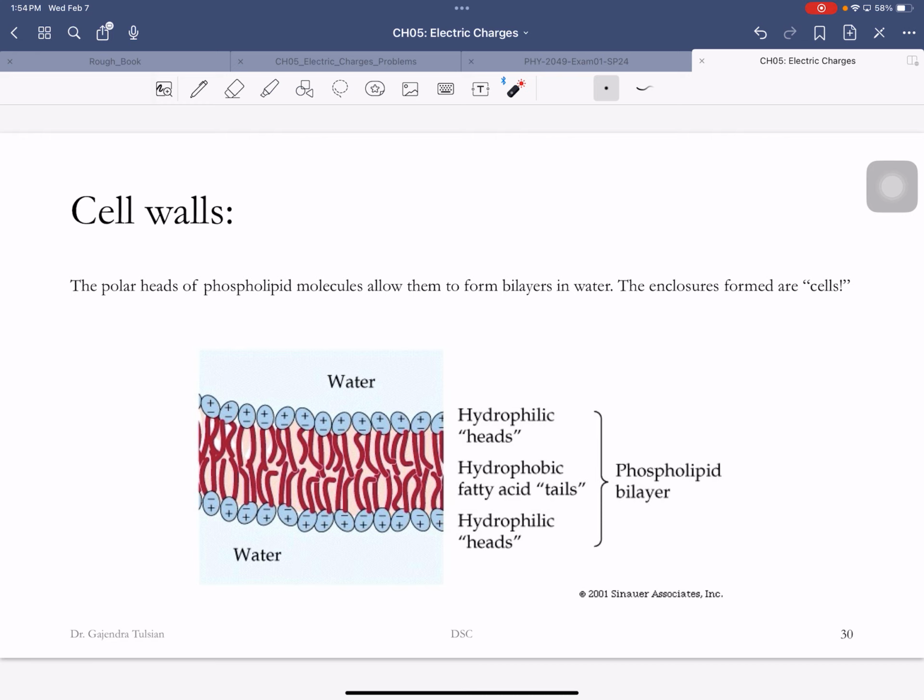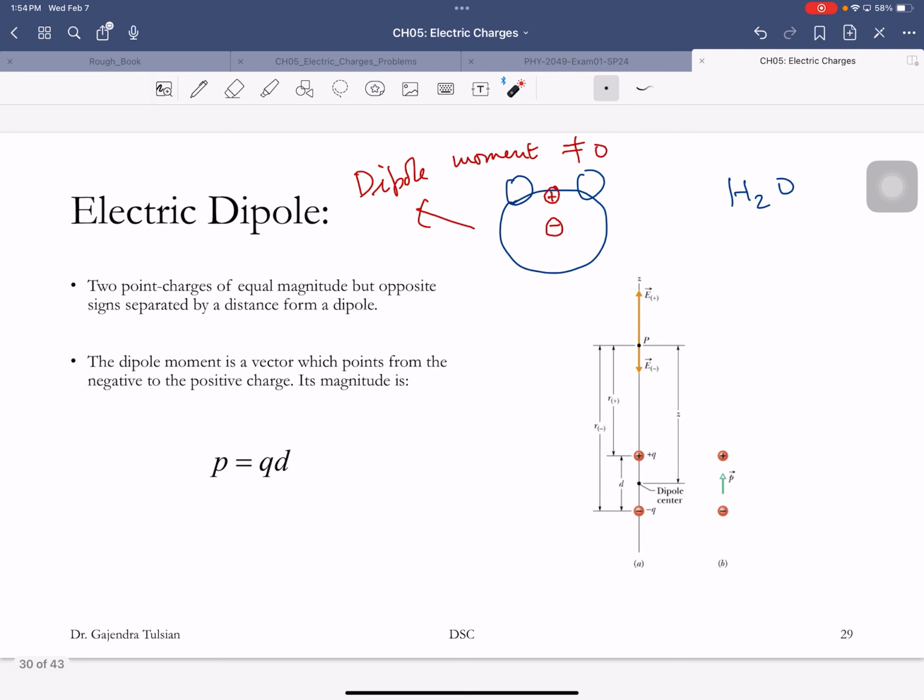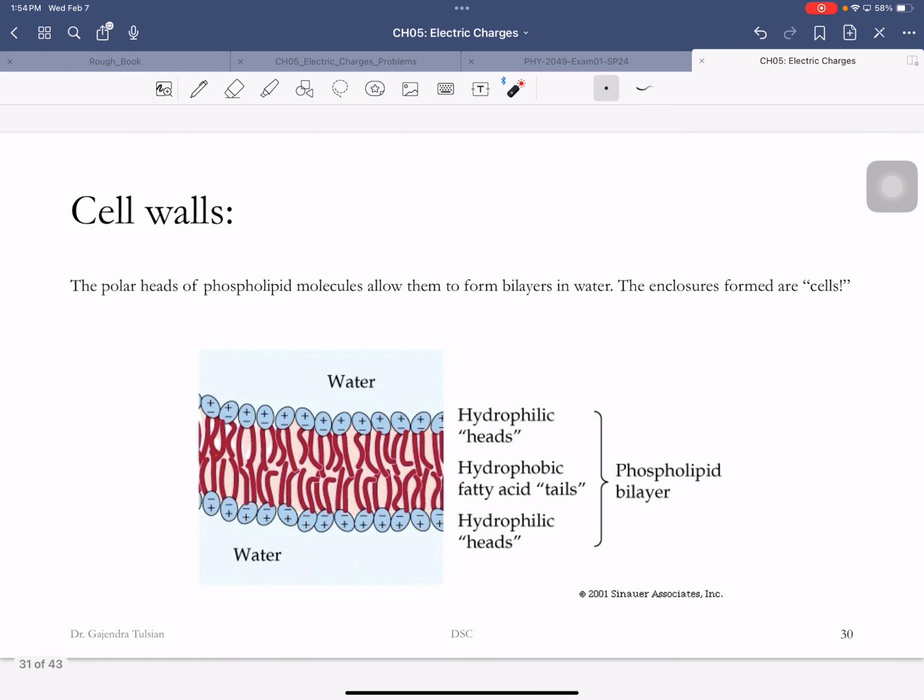So here's an absolutely amazing fact. Life would not be possible without dipole moments. So what we'll do is, we'll build a molecule like this. This molecule has a polar head and a non-polar tail. This tail doesn't care about water, but the head, because it is polar, wants to attract water molecules. Now we'll do the following experiment.